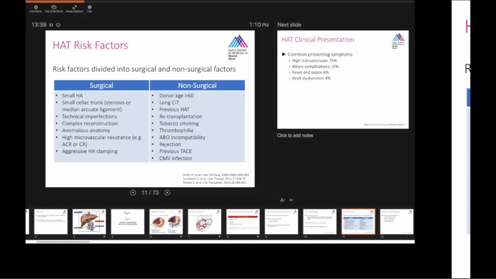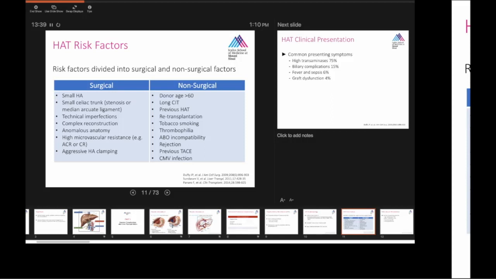that could predispose to HAT: a small artery, a small celiac trunk, so small vessels, some technical imperfections. If the procedure is difficult and it requires complex reconstruction, or if the anatomy is aberrant or anomalous, if there's high microvascular resistance, as if there is rejection, and also if there was aggressive clamping of the hepatic artery.